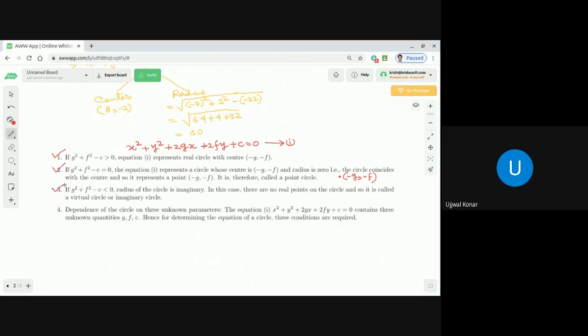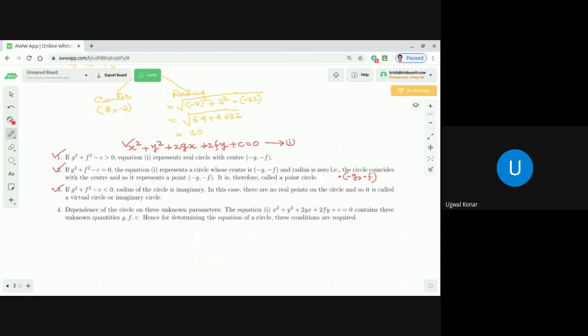Now, dear students, let's look into the general equation of circle, or the standard equation of circle, once more. What is that equation? x square plus y square plus 2gx plus 2fy plus c equal to 0. Correct? As you see it here. Now, x and y are variables, that is, the different coordinates on the circumference of the circle.